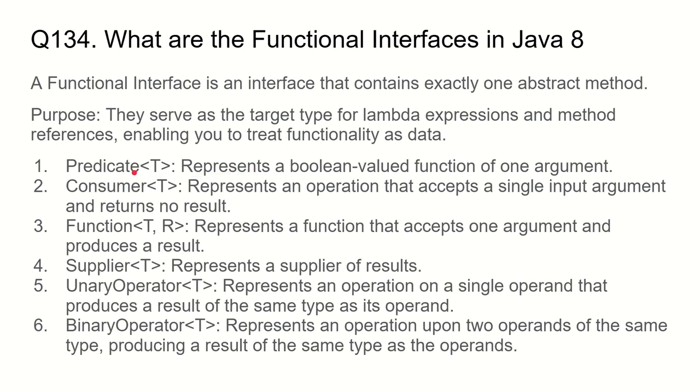First is Predicate. It takes an argument and returns a boolean-valued function of one argument, that is either true or false. Second is Consumer. It represents an operation that accepts a single input parameter and does not return any result. Third is Function. It represents a function that accepts one argument and produces a result. Next is Supplier. It represents a supplier of results. Fifth is UnaryOperator, and then there is BinaryOperator.